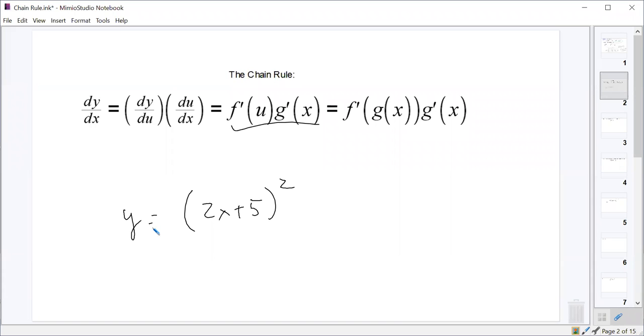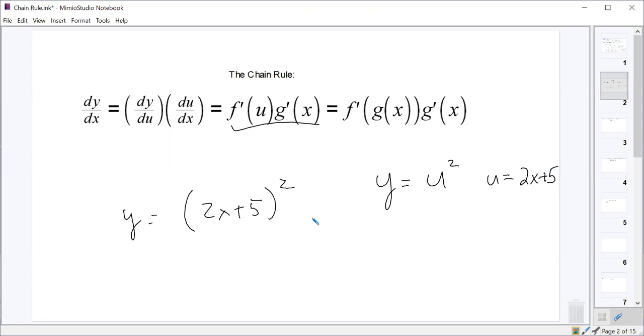You remember when somebody might have said, let's use the power rule for that? And you might have been like, oh, it's 2 times 2x plus 5 to the first power. Well, no, because this is a composite of 2 functions. This is y equals u squared with u equal to 2x plus 5. And so the derivative should be the derivative of this times the derivative of this.